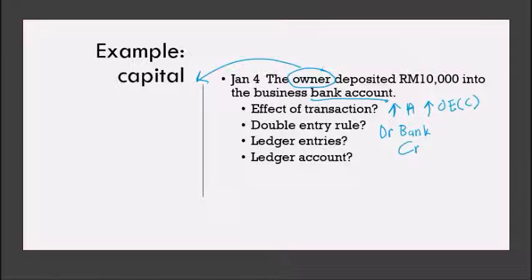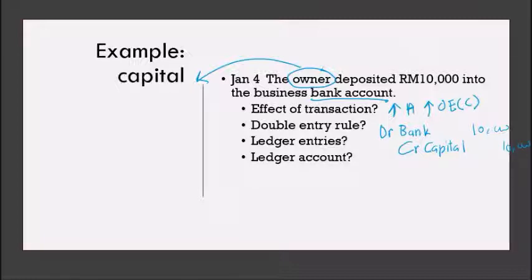So your credit will be capital. So what are the amounts? 10,000 each. Okay. So you can see they are balanced. So these are your journal entries. So now let's make the ledger itself.